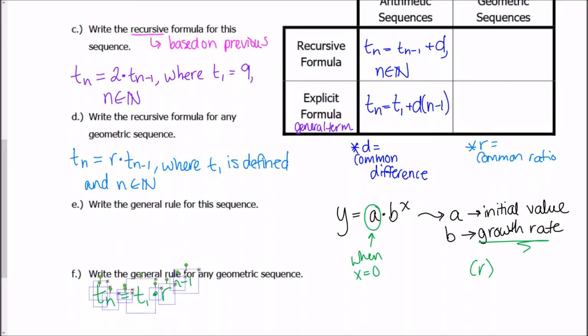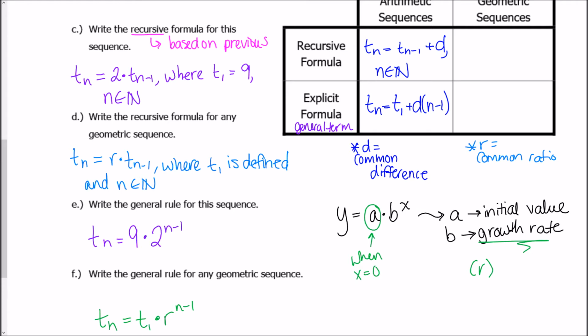So I apologize. Question F, write the general rule for any geometric sequence. That's going to be this rule right here. So this is going to go down here. And for this question up here, instead of r, we'll actually replace the r with 2. So it'll be t sub n equals t sub 1, which is 9, because it's our initial value, times 2 to the power of n minus 1.